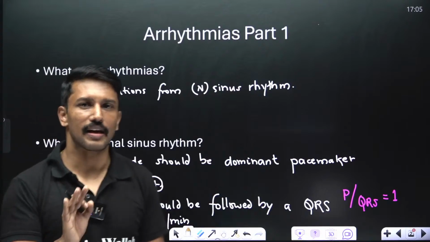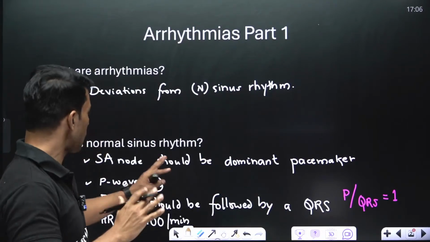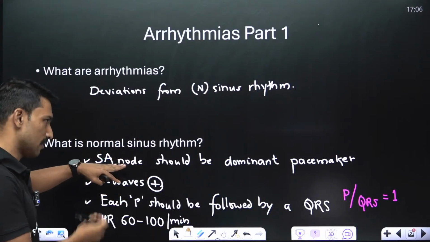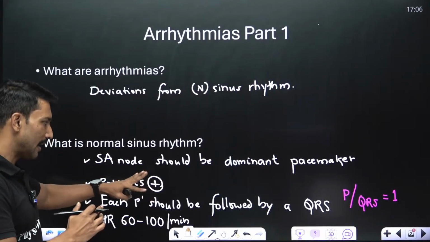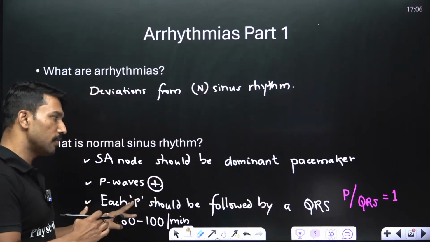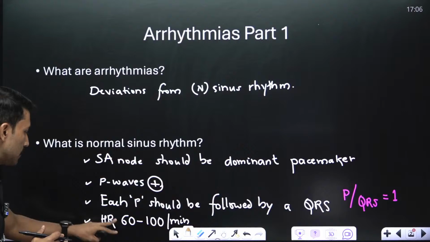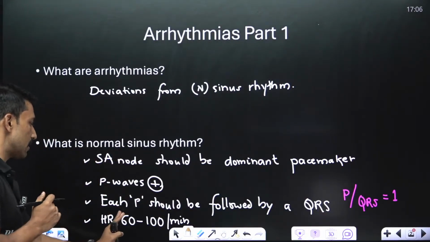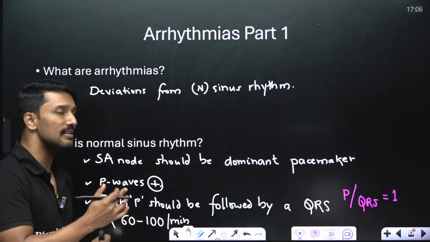So now we have a clear idea of what is arrhythmia and what is normal sinus rhythm. So what is normal sinus rhythm? Normal sinus rhythm is where the rhythm is initiated by the SA node, the dominant pacemaker. If the SA node is initiating the rhythm, there should be P waves, and each P should be followed by a QRS. Behind any QRS, there should be a P wave. So the P to QRS ratio in the ECG should be 1, and the rate should be 60 to 100 per minute. If the upper three criteria are met but the rate is less than 60, I will call it sinus bradycardia, and if it is more than 100, I will call it sinus tachycardia.